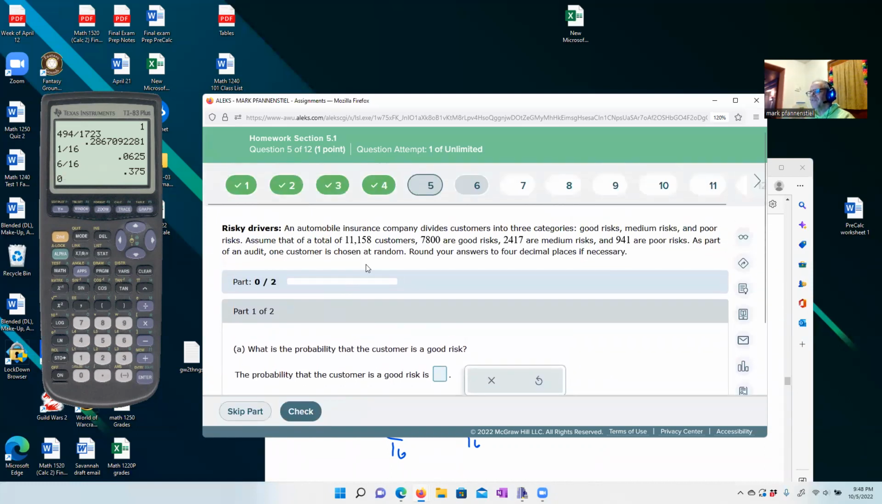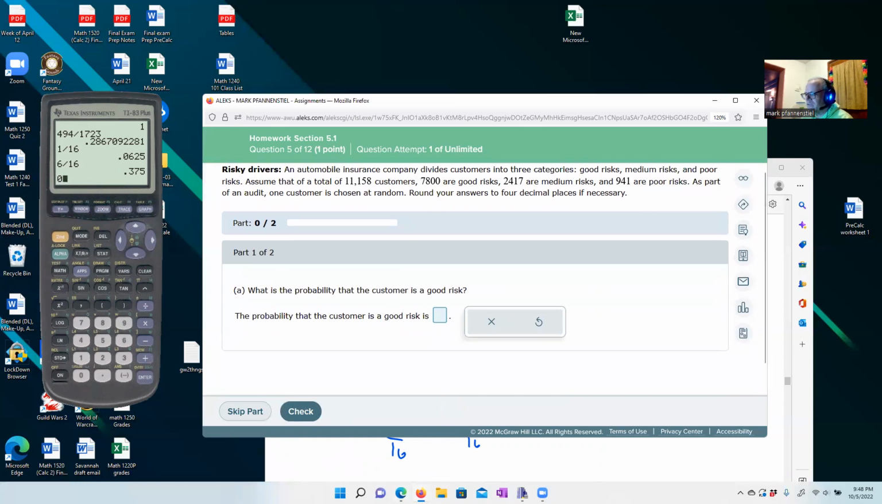Now this one. All right, an automobile insurance company divides customers into 3 categories: good risks, medium risks, poor risks. Hopefully you are a good risk. We have a total of 11,000 and some odd customers. We have so many good risks, not so many medium risks, and a couple of poor risks. As an insurance company, this is the kind of thing you would want. One customer is chosen at random as part of an audit. Round to 4 decimal places. What's the probability that this customer is a good risk?